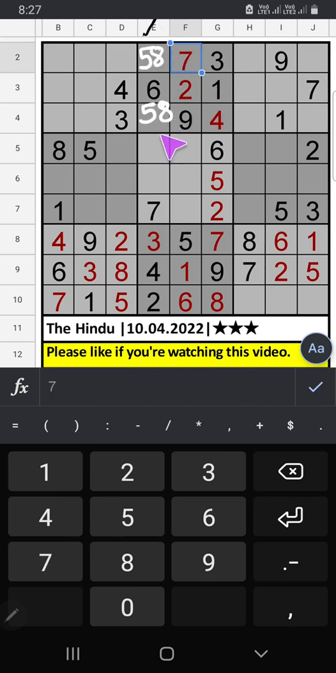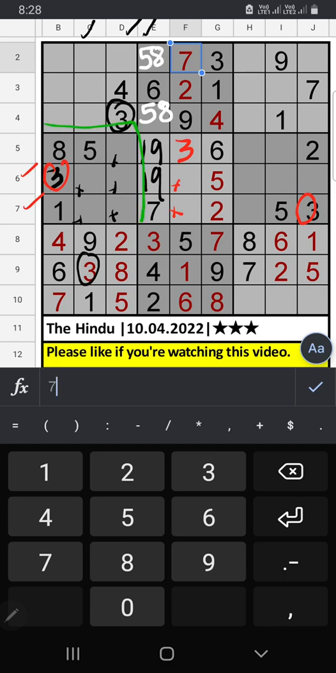Column E, 2 numbers are remaining, 1 and 9. It will come in one of the cells. We will confirm later. Column C and then column D, we have 3. So 3 can't come in these cells. Then 3 is confirmed here. 6th row and 7th row, we have 3. So 3 can't come in these cells. Then 3 is confirmed here.